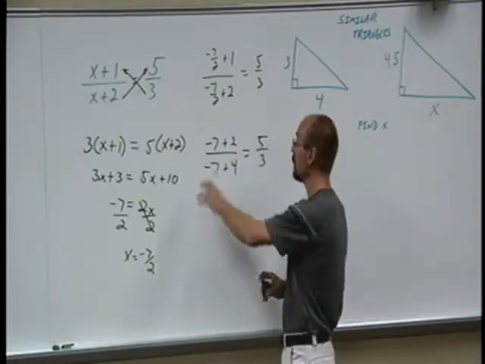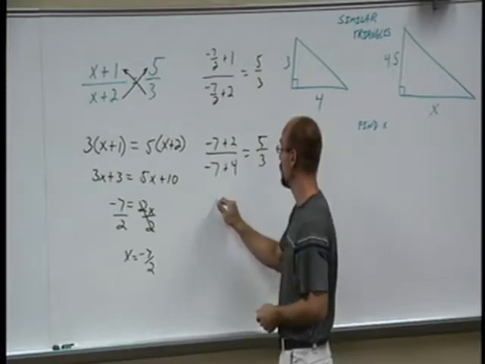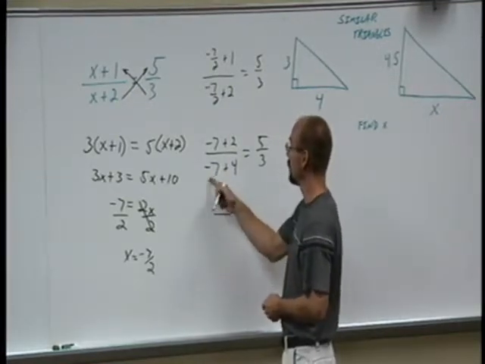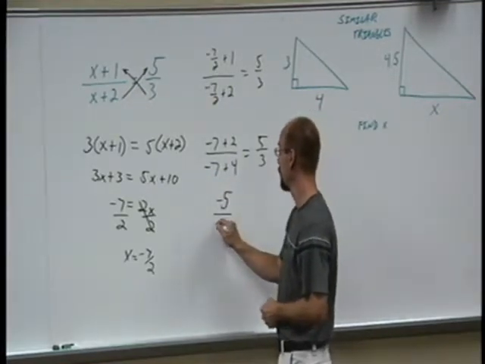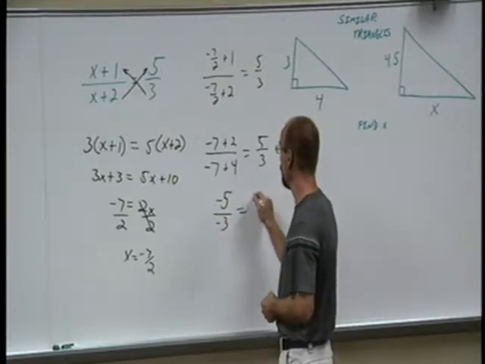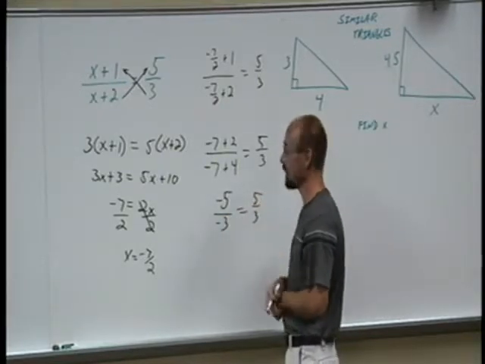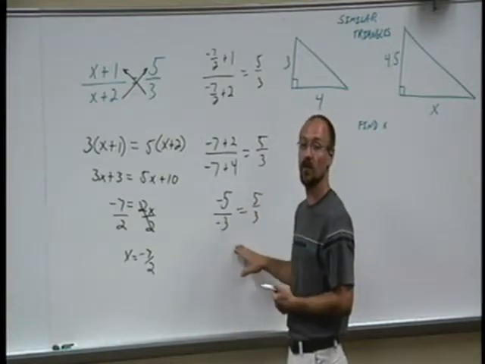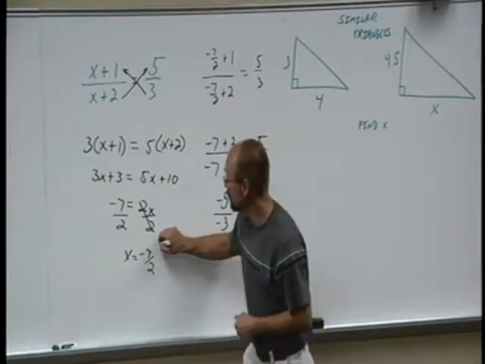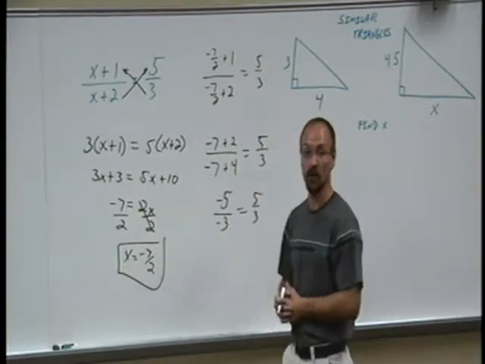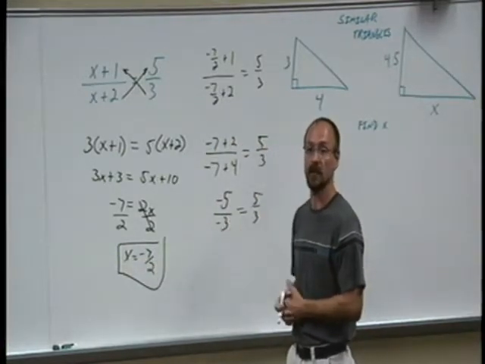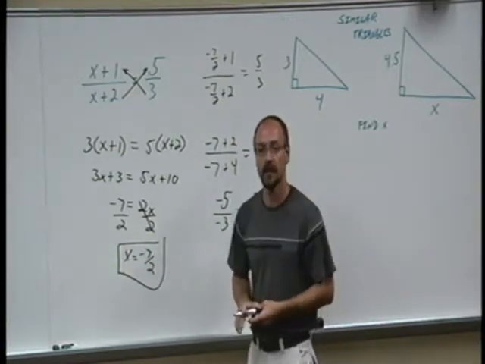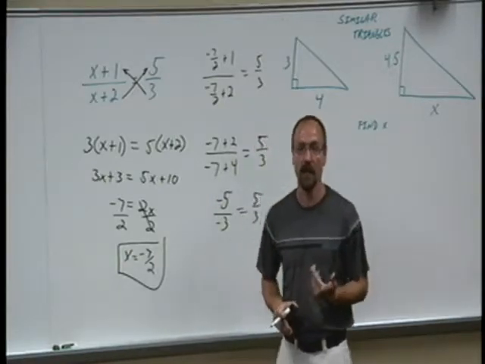Well, let's find out. -7 plus 2 is -5. -7 plus 4 is -3. Is -5 over -3 equal to 5/3? Well, a negative over a negative is a positive, so this is a true statement. I do know that this value will work. X equals -7 halves. Now let's see an example of an application to a proportion.